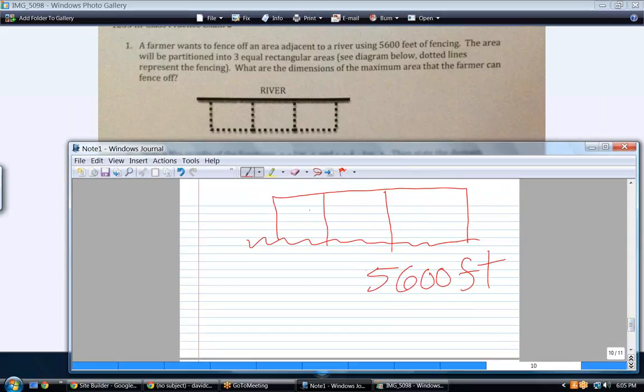If we put some dimensions on this, they want to know what are the dimensions of this area. Well, let's call this X, let's call this Y, which makes that Y and that Y also, and this X. So what's the first equation I can write? I would think P equals 2x plus 3y. Yeah, and P is 5,600, so I can say 5,600 is equal to 2x plus 3y.